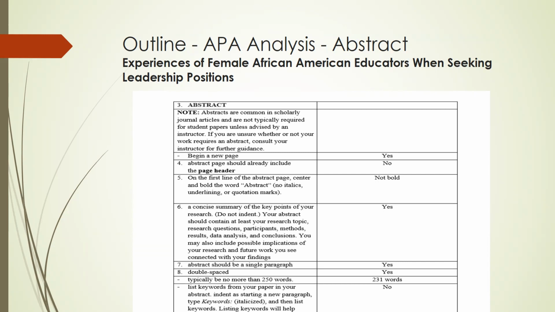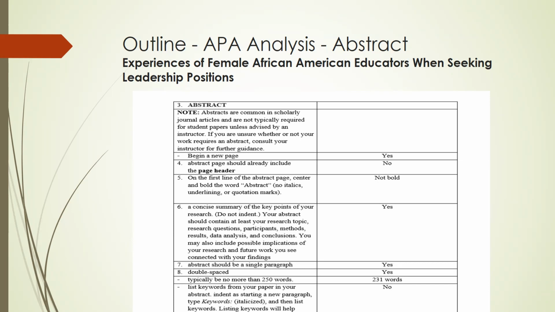A concise summary of the key points of the research should be included. The abstract should contain at least one of the research topic, research questions, participants, methods, results, data analysis, and conclusions. It could also include possible implications of the research and future work if there are any connections with the findings. And Ms. Marshall did a good job with that. The abstract should be a single paragraph. She definitely adhered to that. It was double-spaced and it did not exceed 250 words. In fact, her abstract was exactly 231 words.